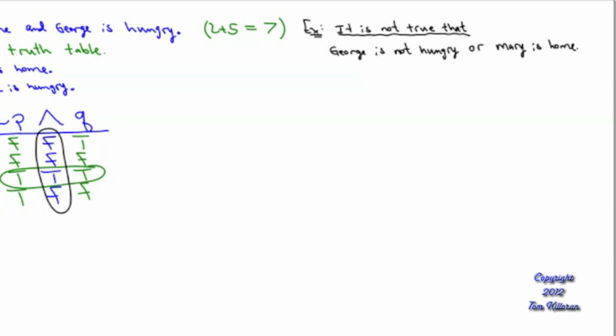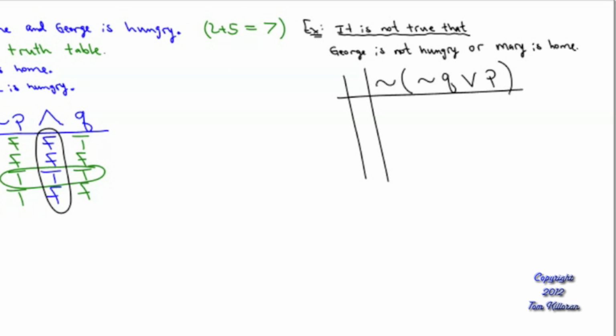So how do I write it is not true that? A tilde, squiggly, and a parentheses. So that takes care of the it is not true that, and then we just do the rest of it. George is not hungry? Squiggly. Which one is George? Q. They can change orders. So George is Q, and Mary is P, and this is Mary is home, so it is P. What goes between them? A V for or. So here's my statement, and I want to find all the different possible truth values for this statement.